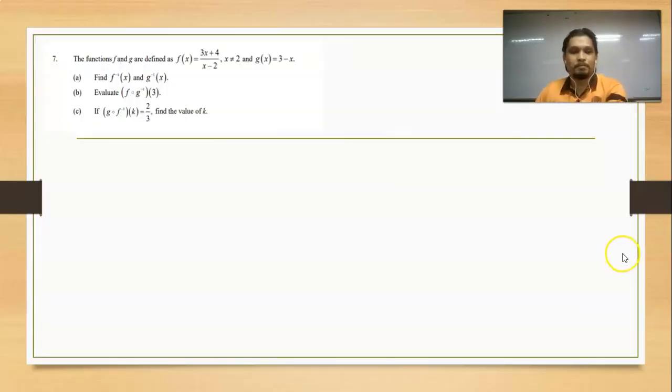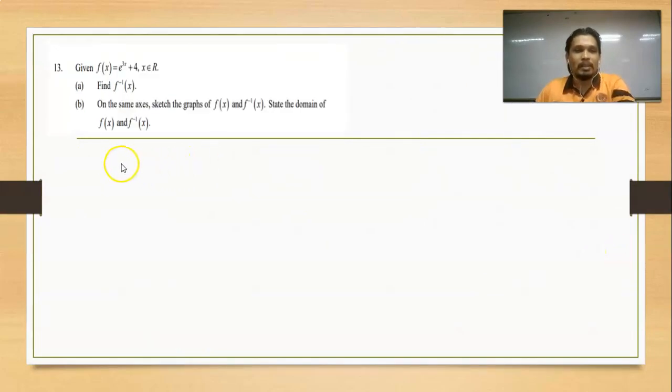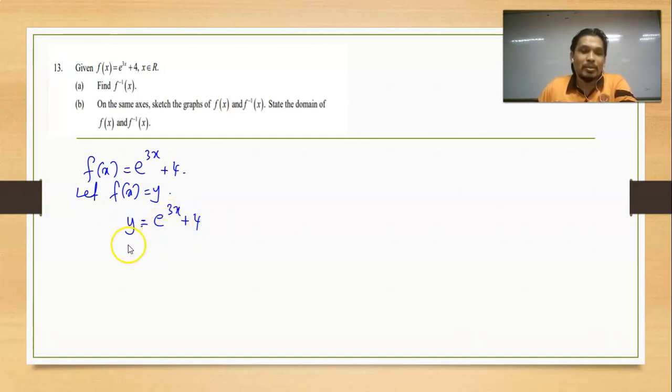Okay. Next. Then f(x) equal to e to the power of 3x plus 4. Find f inverse. So let f(x) equal to y. So then y equal to e to the power of 3x plus 4. So e to the power of 3x equal to y, the 4 bring to the side, become negative, so y minus 4.